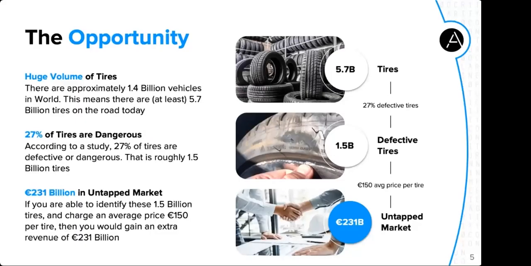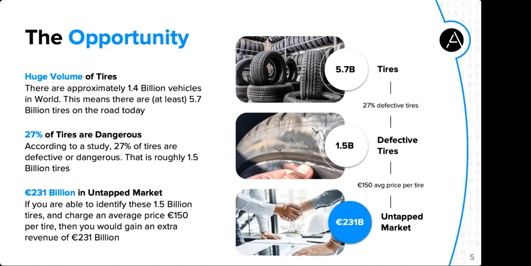I wanted to start off this presentation by talking about a huge opportunity that we see in the market, especially for companies that are in the business of selling tires. So what we see on the slide is that there are approximately 1.4 billion vehicles in the world today, which means that there are at least 5.7 billion tires on the road today. Now, according to a study, 27% of these tires are defective or dangerous. And that means that there are approximately 1.5 billion defective tires on the market today.